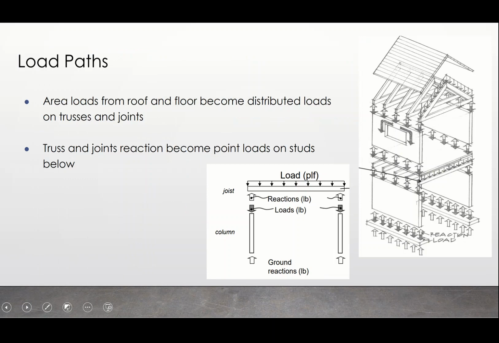Okay. So again, like I said, area loads from roof to floor becoming distributed loads on trusses and joists. So trusses and joists reactions become point loads on the studs below. So basically what that's saying is we're going to start off with the uppermost, and we're saying that this got hit with a lot of snow, about 10 pounds per square foot or something like that. We need to take that distributed load, so it's little tiny arrows all over this, right? And where is that supposed to go next? Where is that snow load supposed to be dissipated to?